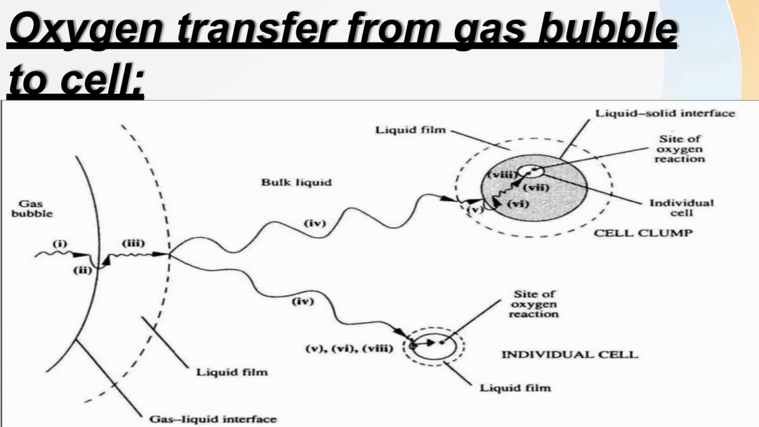So when it comes to a cell clump, what will happen? First it has to get into the liquid film again. And from that liquid film it has to cross this solid liquid interface. Solid, why? Because the cell is a solid, and liquid because on the other side of the cell is the liquid media. So from the solid liquid interface it moves into the cluster of the cell clump. Then it goes inside to an individual cell here, and that is the site of oxygen reaction. That is the place where oxygen is used up. Okay, this is the mechanism.